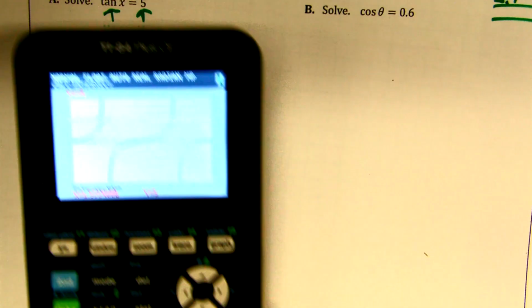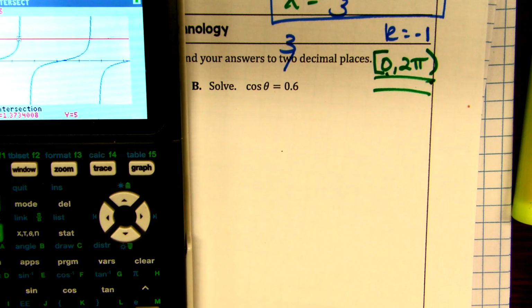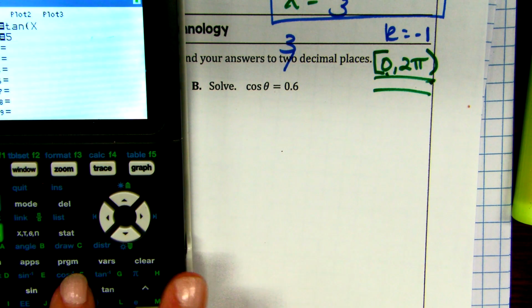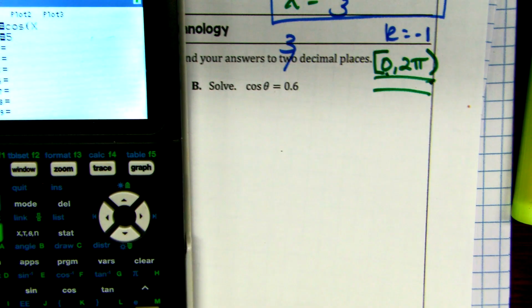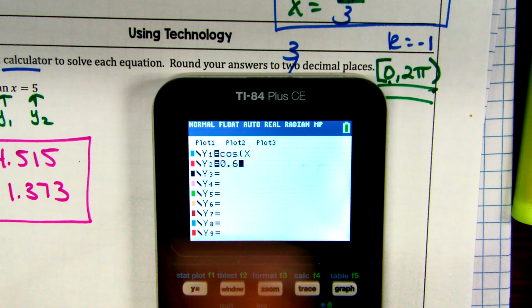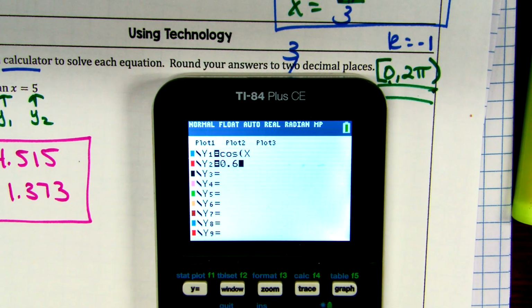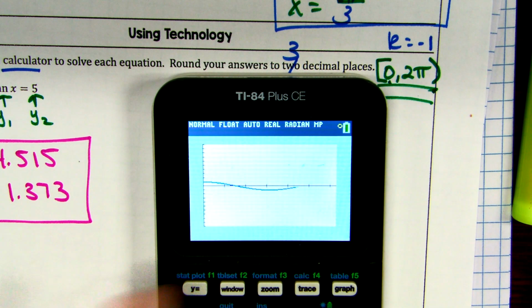All right. Let's do this one, and then we'll go to the homework, and I'm going to do 3 with you that I have to do. Cosine x equals 0.6. I already have my window set up for my last problem, so I'm good. Notice I don't have to close my parentheses if I don't want to. If you do, it's fine as well. And let's see. So there's cosine, right?